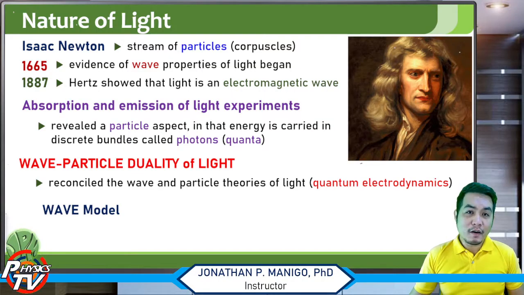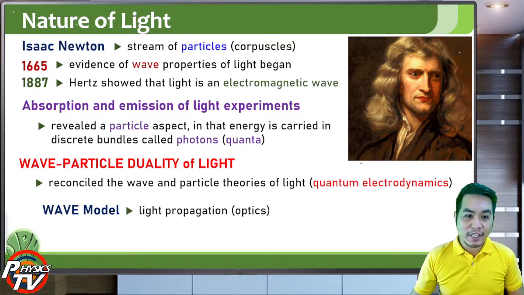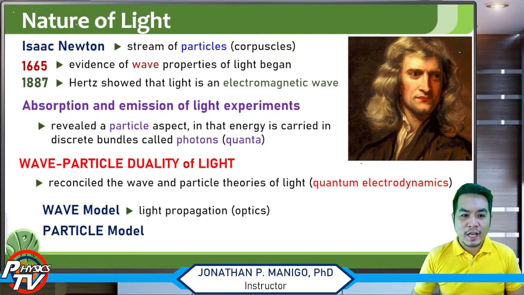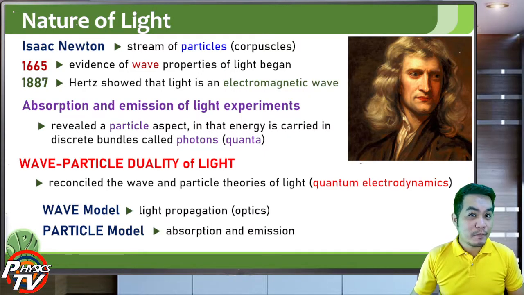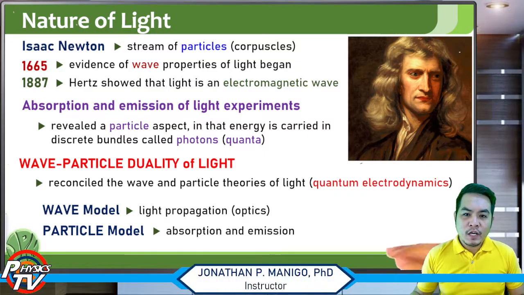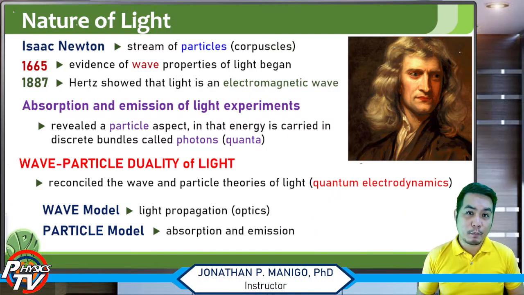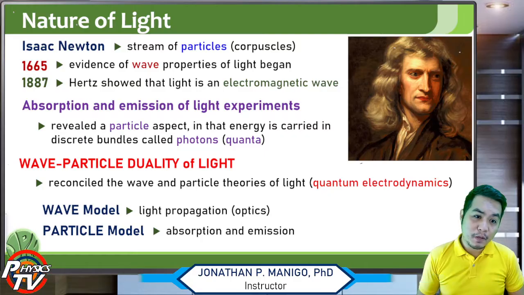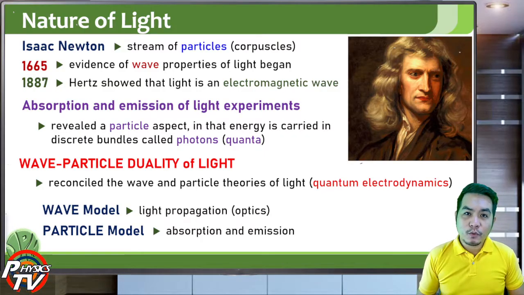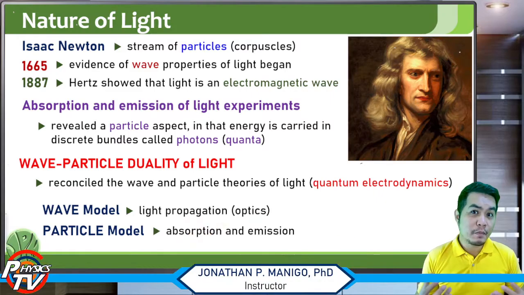So the wave model of light can be used if you're just studying light propagation or optics, especially geometric optics. And the particle model of light can be used when you are dealing with absorption and emission of light. So you can use either of the models depending on the situation. If you're just studying how light behaves, how light propagates through a material, then you use the wave model. But if you are trying to discuss the absorption and emission of light, then you use the particle model.